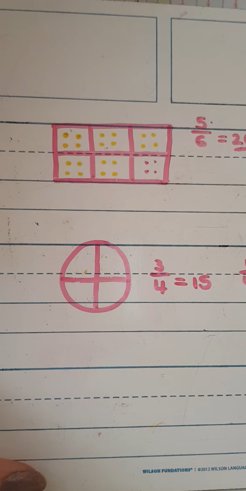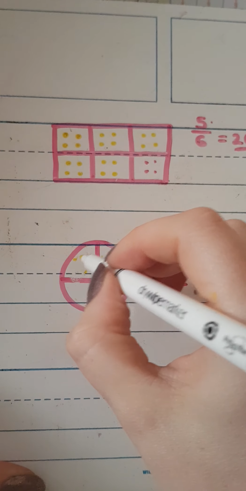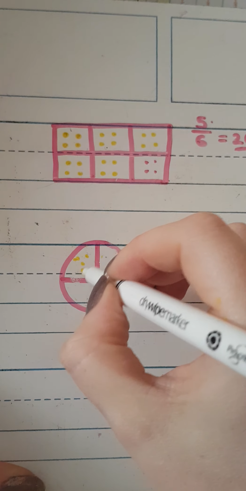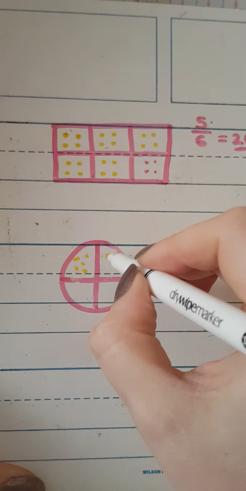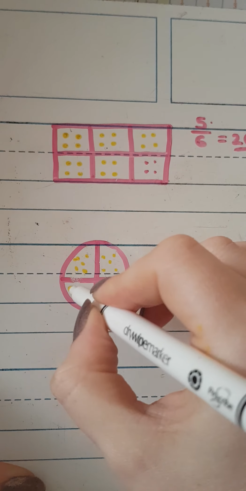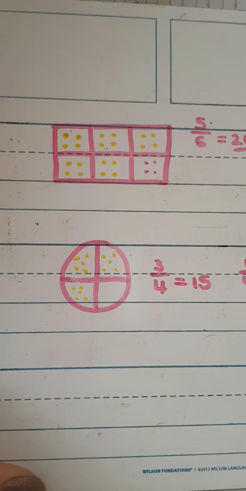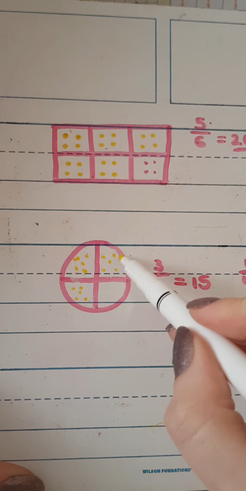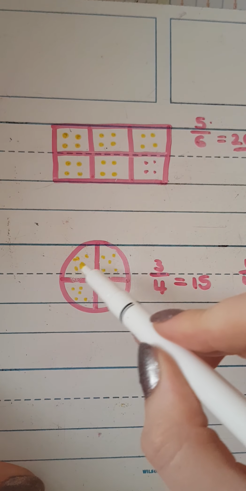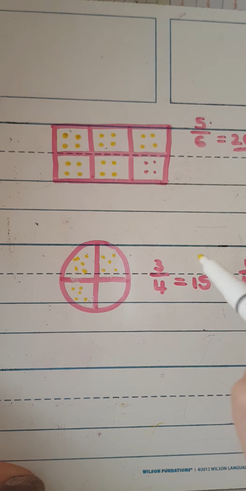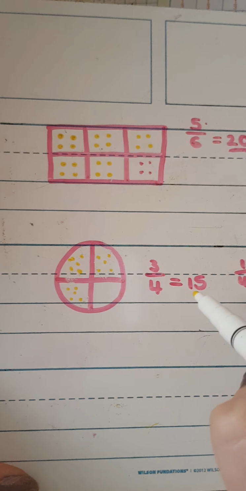So let me put 5 in each of these. 1, 2, 3, 4, 5. 1, 2, 3, 4, 5. 1, 2, 3, 4, 5. I'm going to double check, is that 15? 1, 2, 3, 4, 5, 6, 7, 8, 9, 10, 11, 12, 13, 14, 15. Perfect. So 3/4 of this fraction is 15.